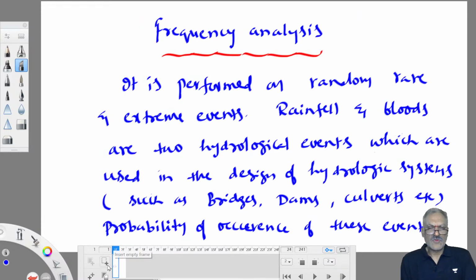Eating breakfast, no frequency analysis is required. Every day we have breakfast. That is a regular event. Such types of events need no frequency analysis. Similarly, there are some hydrological events which regularly happen. For example, evaporation. Every day water evaporates from water bodies. That is a regular phenomenon. So for such types of events, no frequency analysis is required.